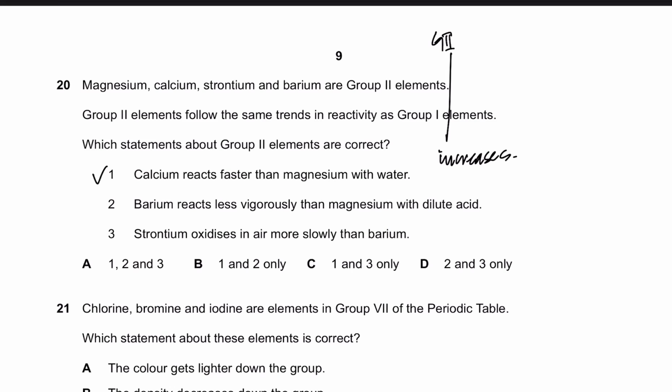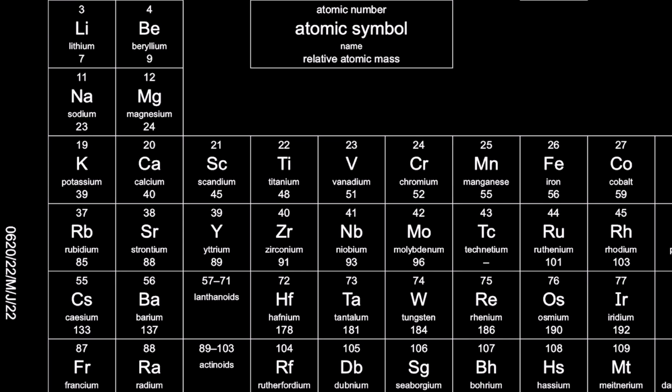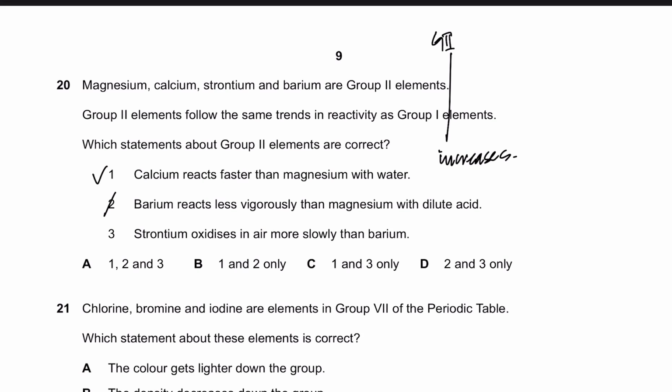So calcium would absolutely react faster than magnesium with water. So A is right. Then barium reacts less vigorously than magnesium. So it's saying barium reacts slower than magnesium. Does it? If you check barium out, it's lower than magnesium. No, barium should react faster than magnesium because it's down the group. So B is actually wrong. This statement is wrong.